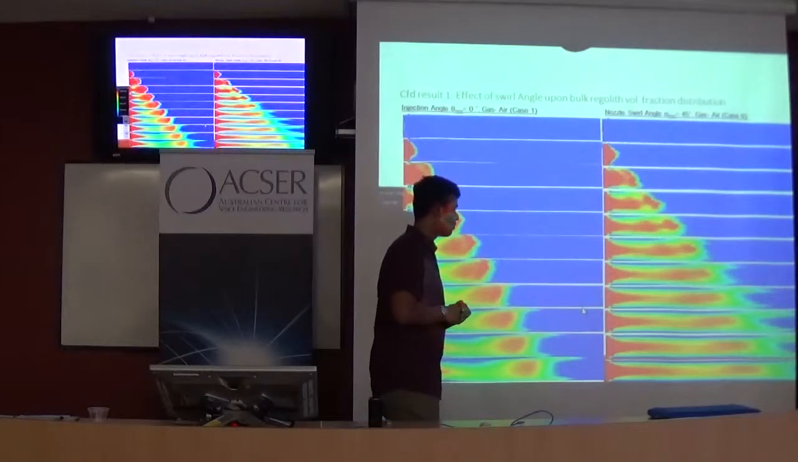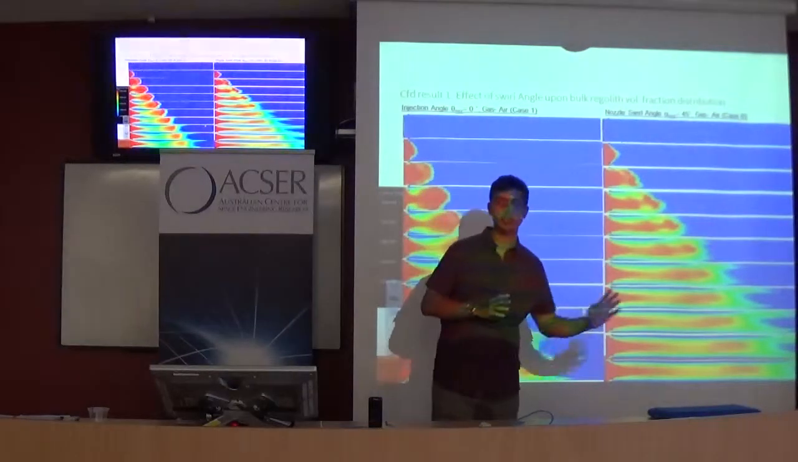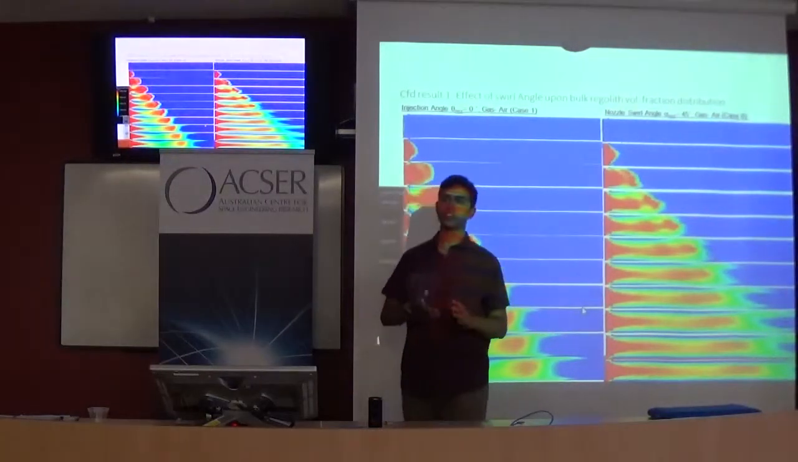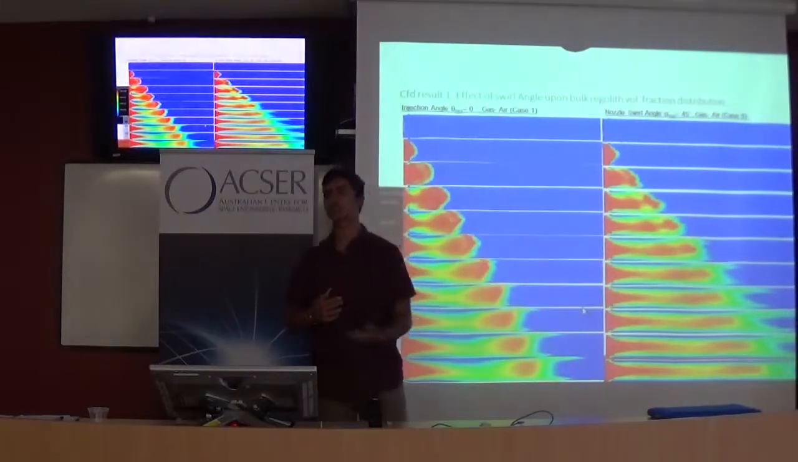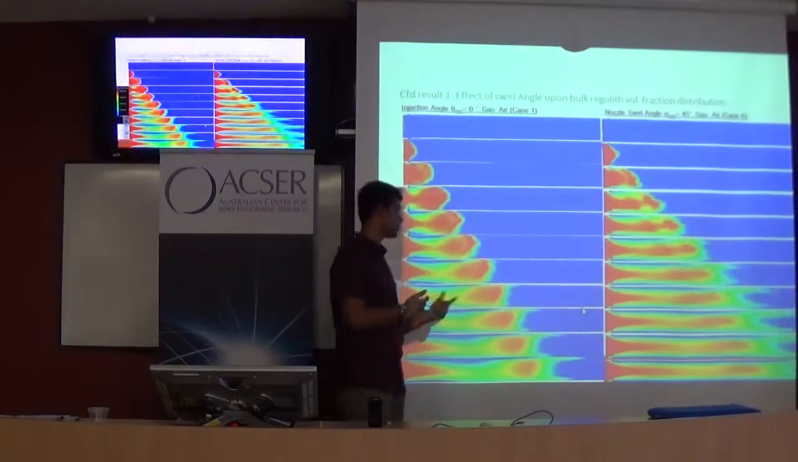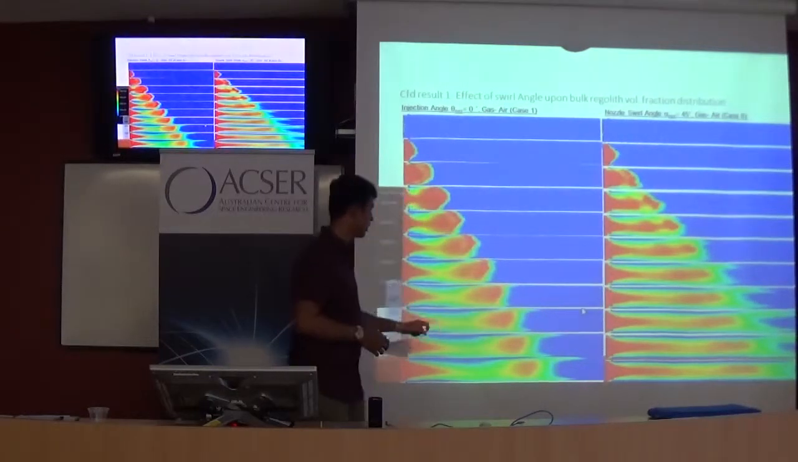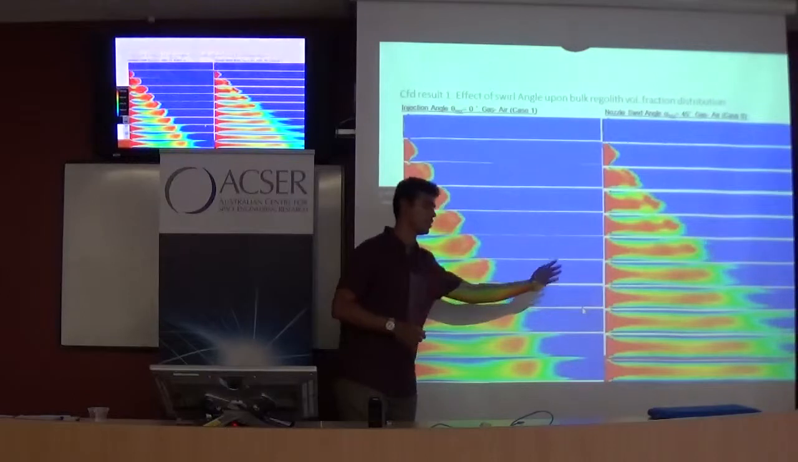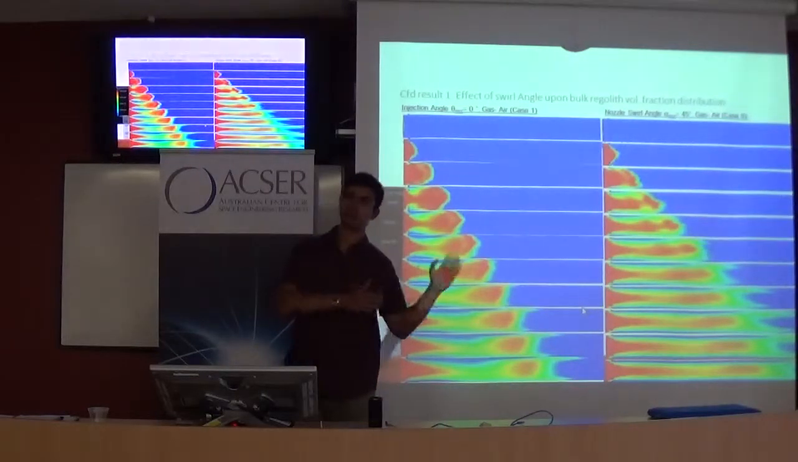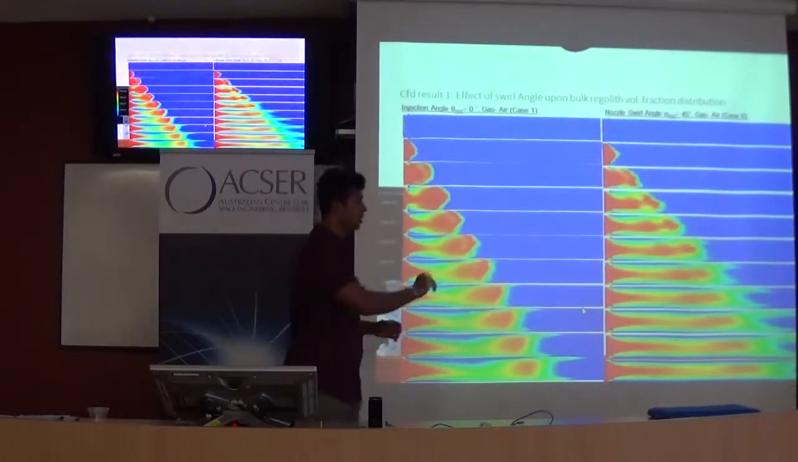A much more uniform distribution of regolith with the gas was seen with the swirl case, as compared to without any swirl. As you can see over here, you see lumps of regolith moving forward, as compared to the case of the swirl, where it is much more uniform.